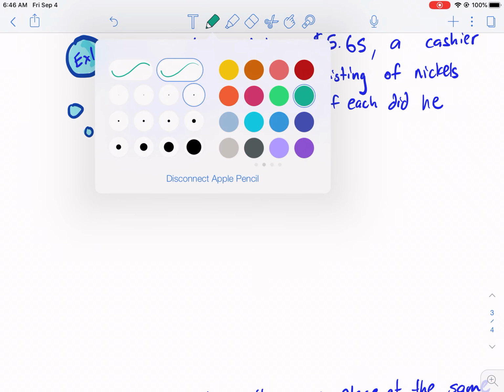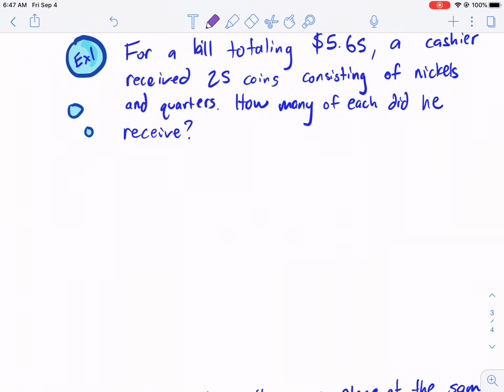So let's talk about the setup. The setup is going to be the number of coins. This is the general thing, number of coins. Then we want the denomination.